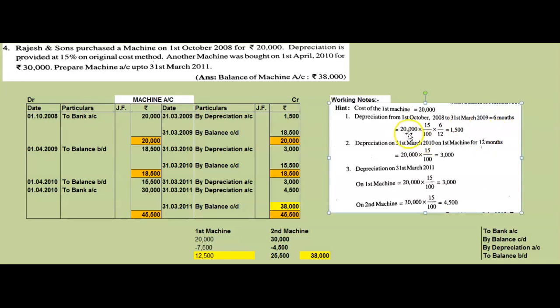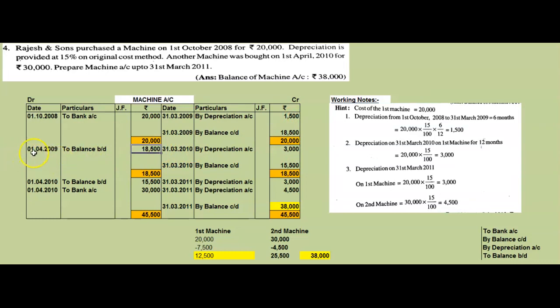So how have we taken depreciation? 20,000 into 15 by 100 into 6 by 12. How much did we get? 1500. This 1500 is the depreciation for the first year. So 20,000 minus 1500, we got 18,500. This 18,500 is the opening value for the next year.